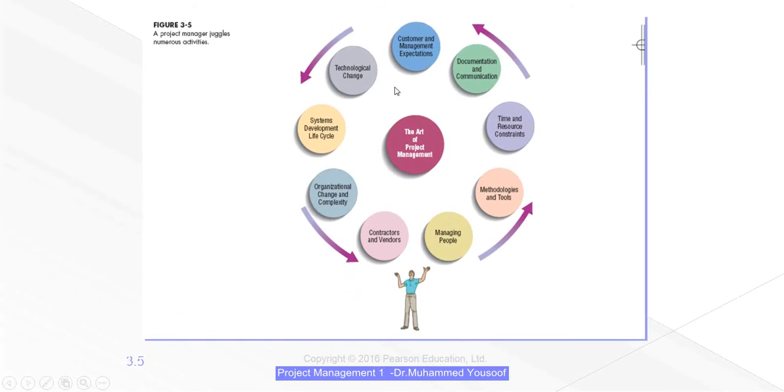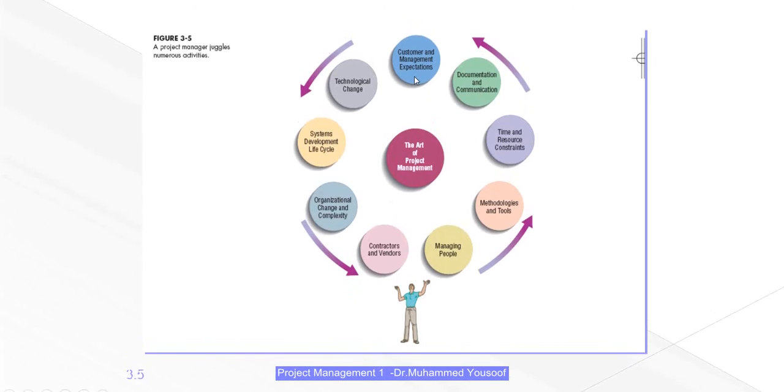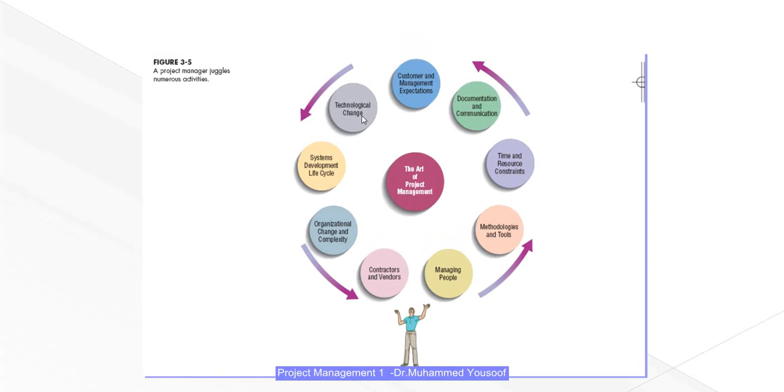Number 1, let us start with this one: customer and management expectations. Because the system project manager should understand what the customer needs and what the management needs. Always the management wants to save the money and have a good product, and the customer also wants a good service. So this has to be taken into consideration.